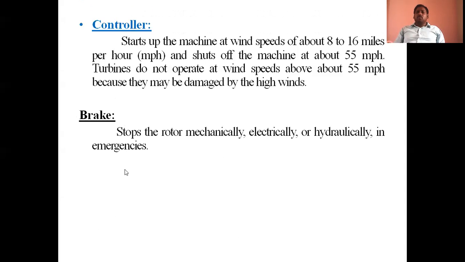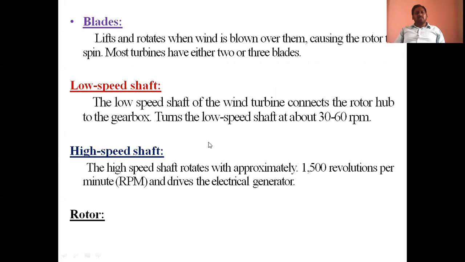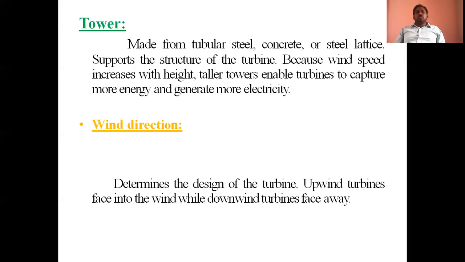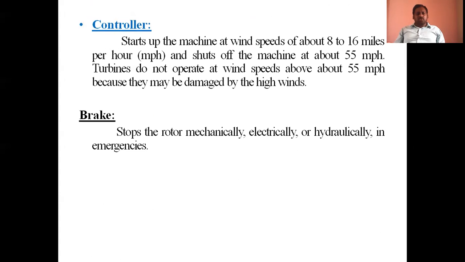Next is brake. What is the importance of brake? What is the necessity of brake? Generally, brakes are necessary to control the speed, or otherwise to stop the system. That's why here also brakes are used to stop the rotor mechanically, electrically or hydraulically in an emergency. The controller just gives the signals to the brake. Then the brakes stop the wind power generation against the dangerous wind speeds.